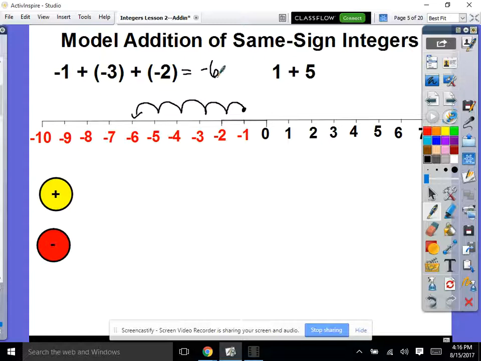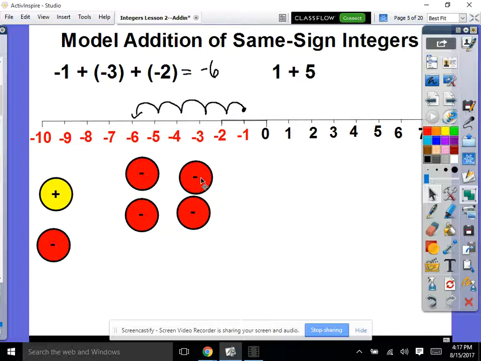So if I wanted to model this with the 2-color counters, I would drag out 1 negative, and then I'm going to add 3 more negatives, and then I would add 2 more negatives for a total of 6 negatives, or -6.